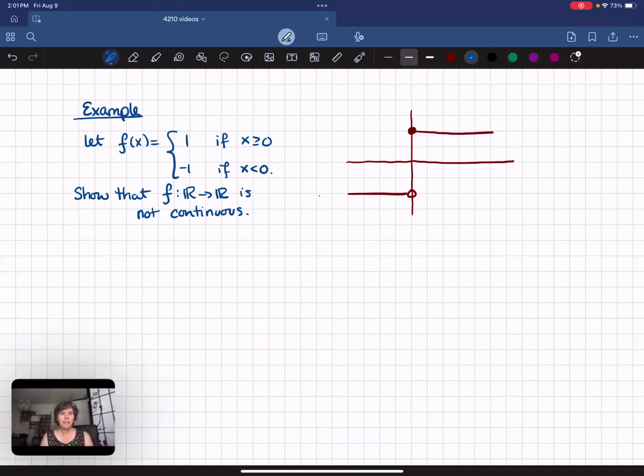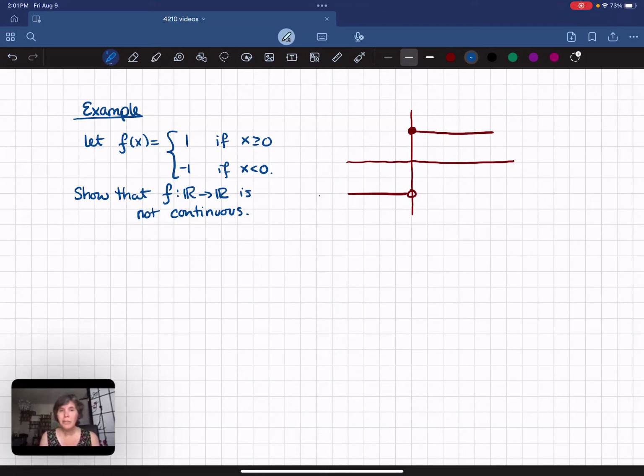Hi, this is Barrett Givens, and in this example, I want to show how we can prove that a function is not continuous using the topological definition of continuity. So here's a function. We're going to let f of x be 1 if x is greater than or equal to 0, and -1 if x is less than 0. And I want to show that f from the reals to the reals is not continuous.